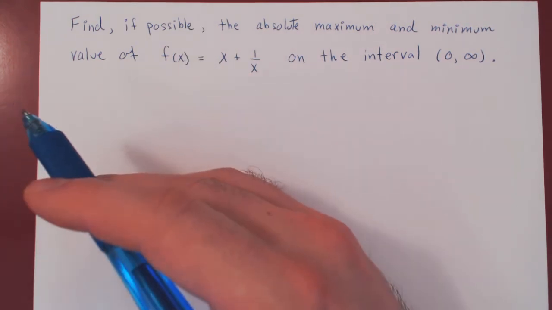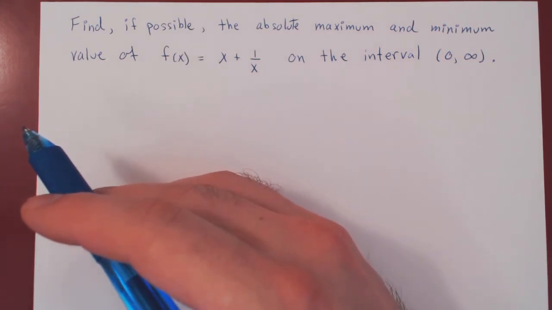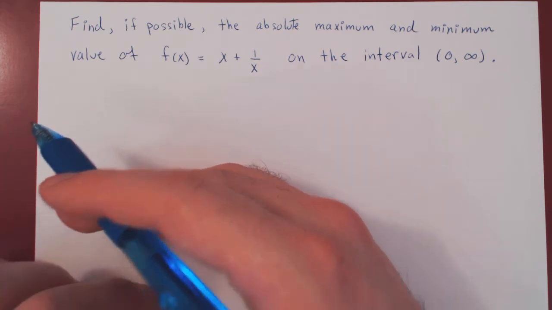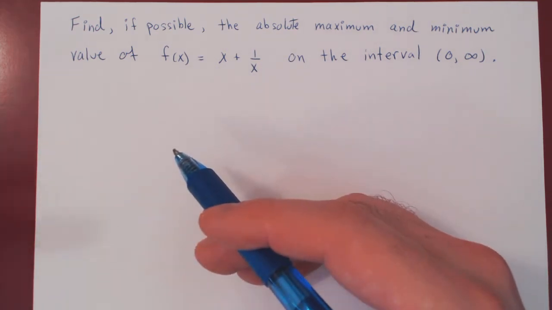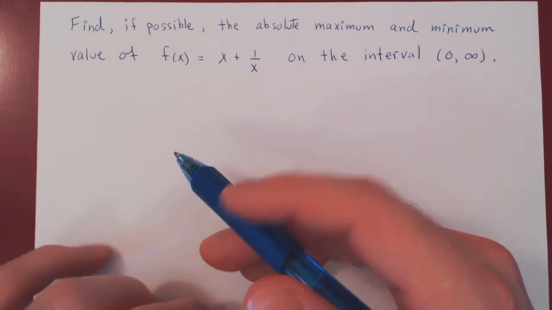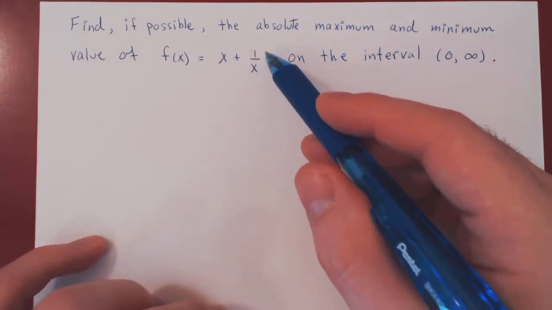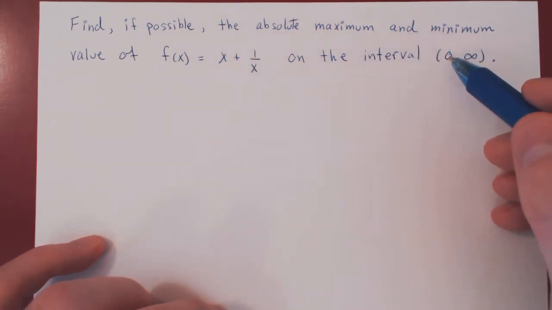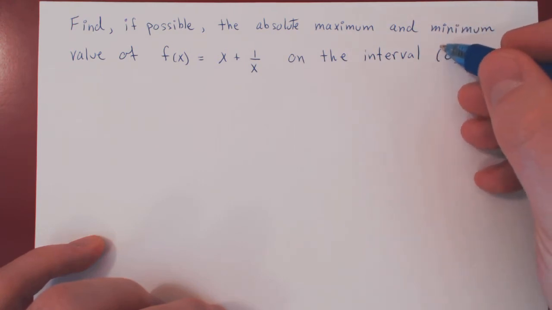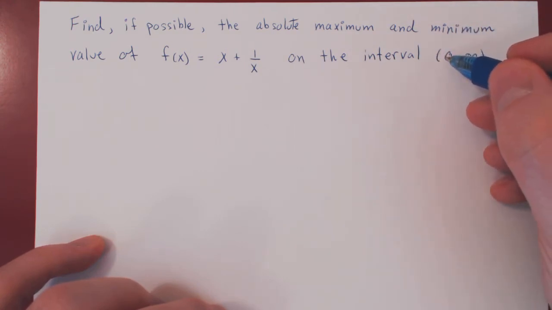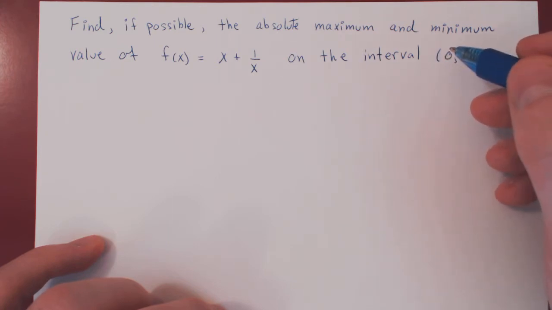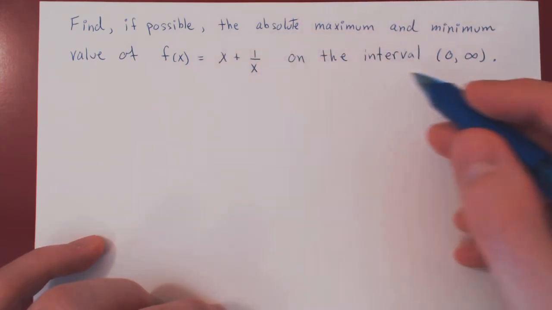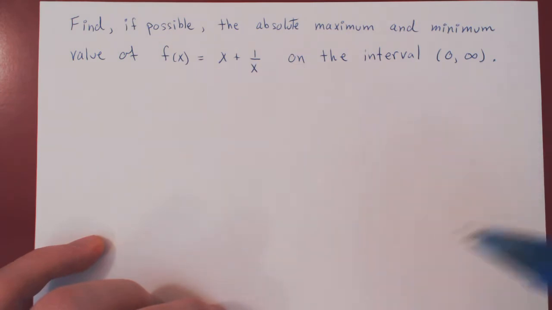Well, let's see. The extreme value theorem guarantees the existence of an absolute maximum and minimum value for a function on an interval if two conditions are met. If the function is continuous on the interval, well, let's verify. X plus 1 over x is continuous everywhere on the real line except when x is equal to 0. As we exclude, that's what the round bracket means, we start at 0 but we exclude 0, and so 0 is not an element of our interval, therefore our function is continuous on the interval. So the first condition of the extreme value theorem is met.